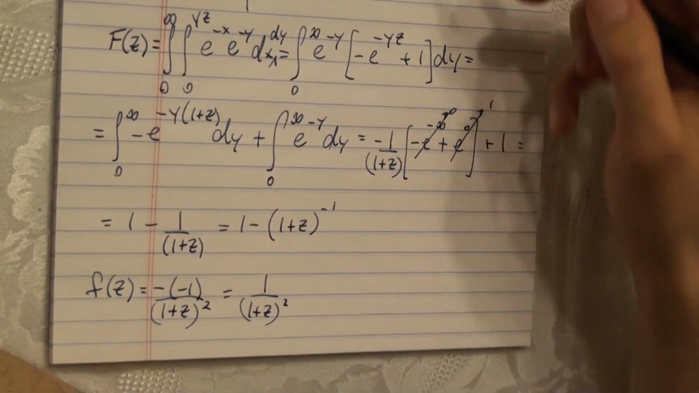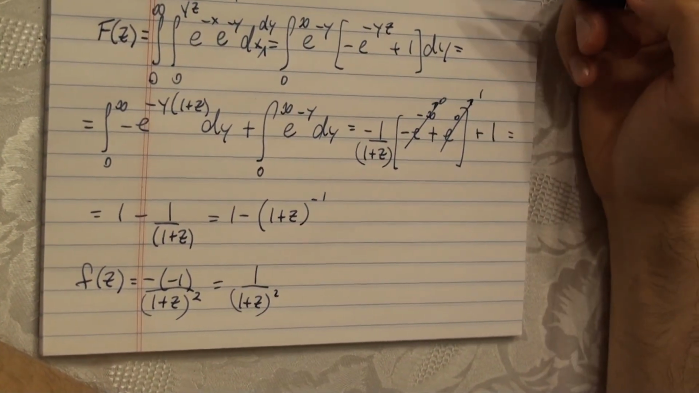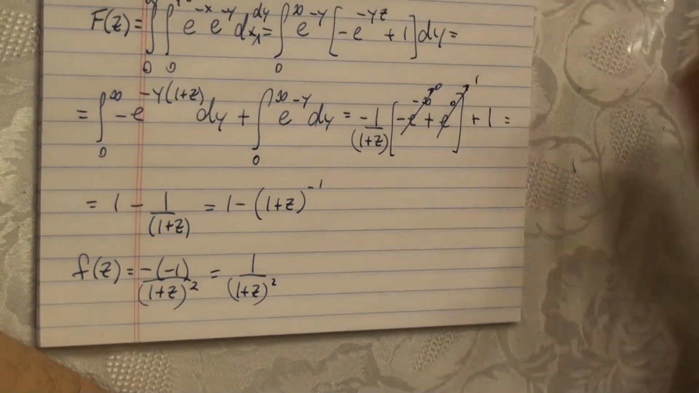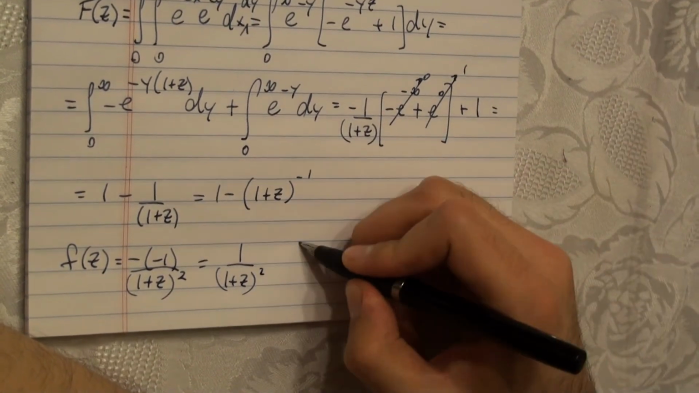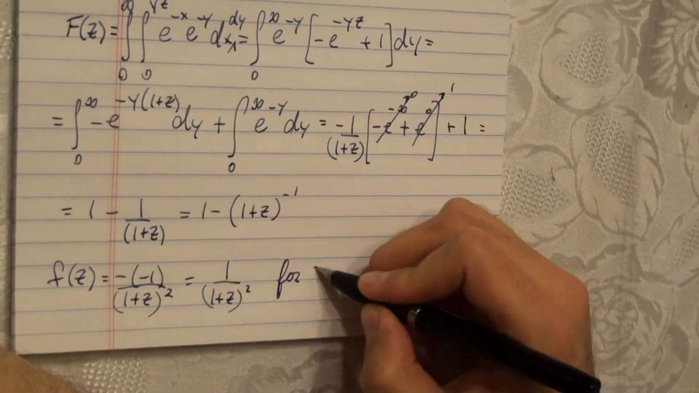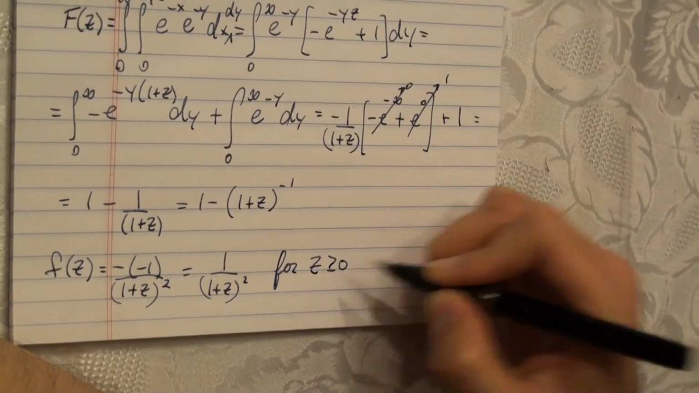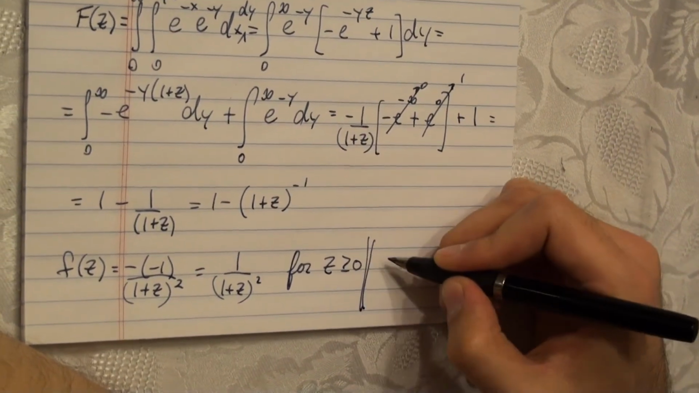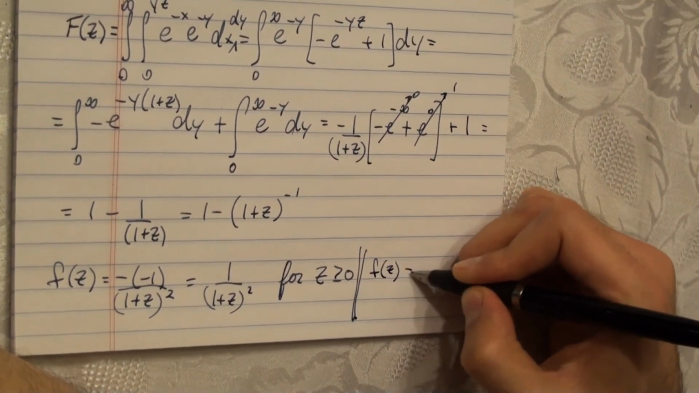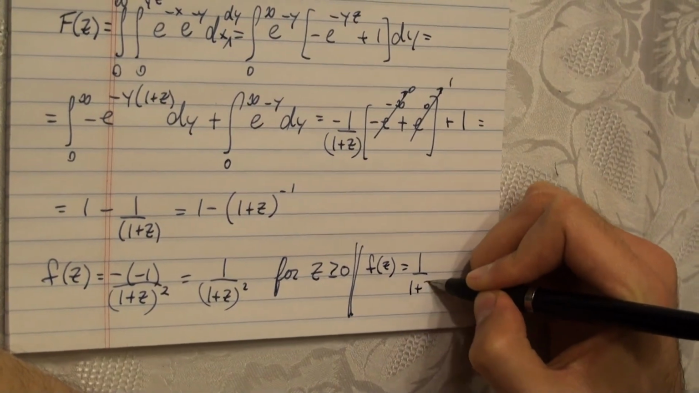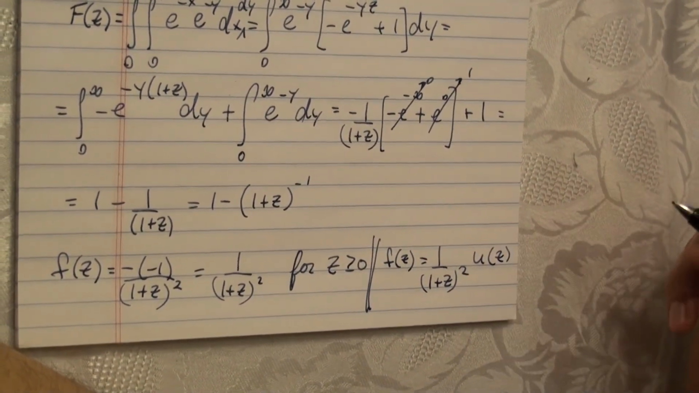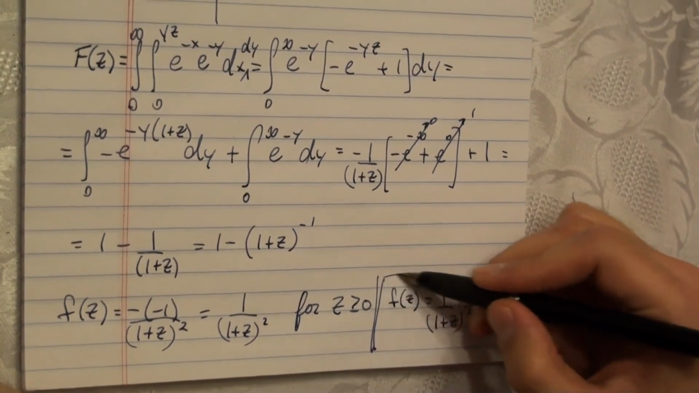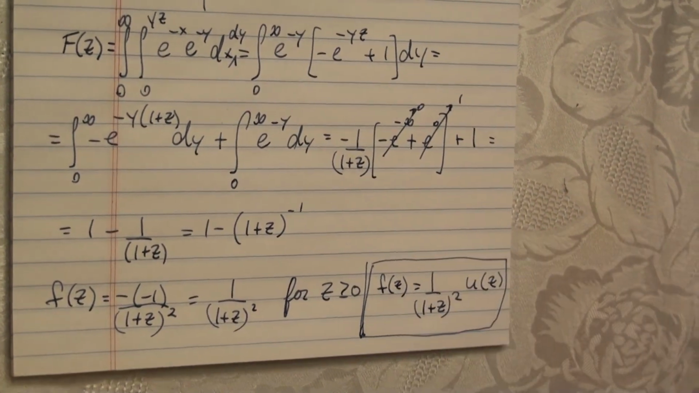Now remember, because x and y are positive, that means that z is also greater than or equal to 0. So this is for z greater than or equal to 0. Alternatively, we can write little f of z as 1 over 1 plus z quantity squared times u of z, using the step function. So that is the PDF, and that completes part D.